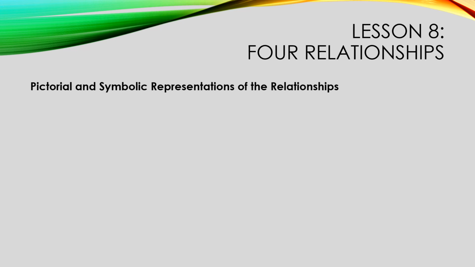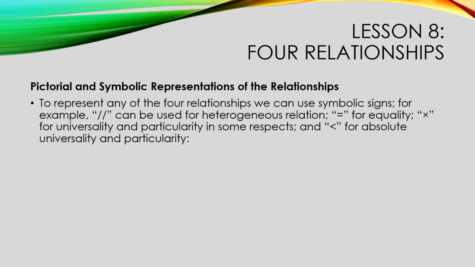Okay, so let's proceed to the symbolic representations of these relationships. To represent any of the four relationships, we can use symbolic symbols. For example, double slash can be used for heterogeneous relationship, equal sign for equality, X for universality and particularity in some respects, and lesser than or greater than for absolute universality and particularity.